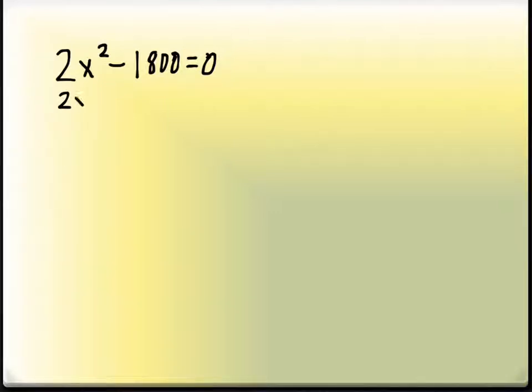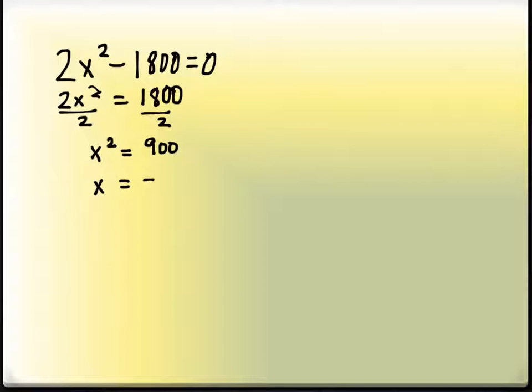All right, so Jen said we're going to add the 1800 to the right, and we're going to divide by 2. So what does x squared equal? Well, x squared first is 900. And then what does x equal? You guys are ahead of me, sorry. Technically, it's plus or minus 30.